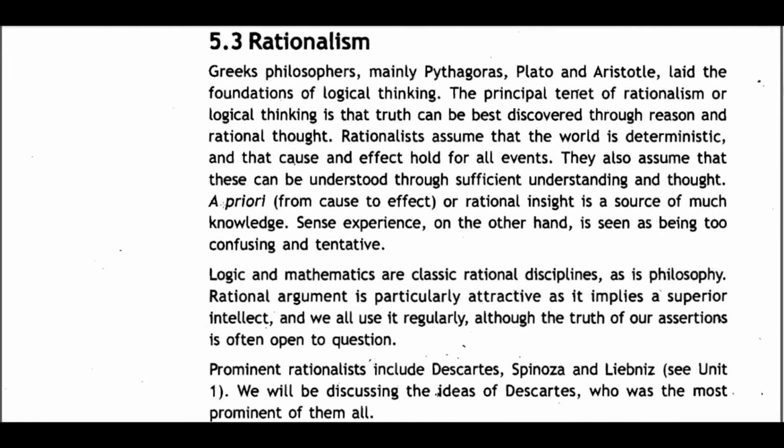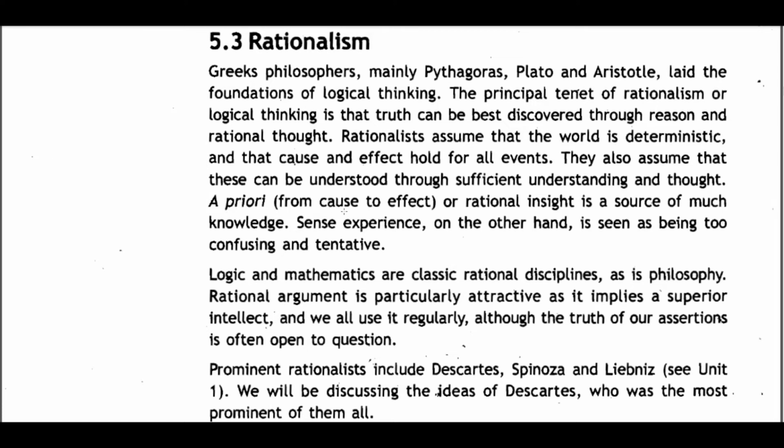5.3 Rationalism. Greek philosophers, mainly Pythagoras, Plato, and Aristotle, laid the foundation of logical thinking. The principal tenet of rationalism or logical thinking is that truth can be best discovered through reason and rational thought. Rationalists assume that the world is deterministic and that cause and effect hold for all events. They also assume that these can be understood through sufficient understanding and thought.